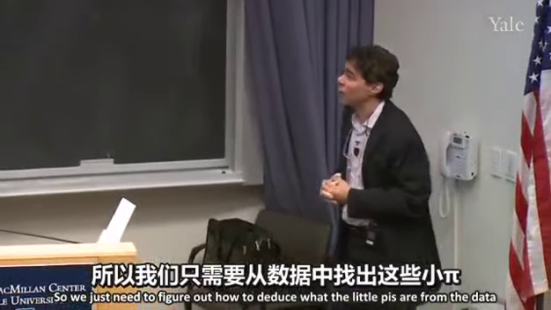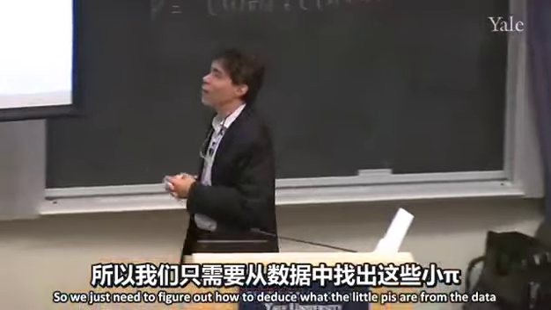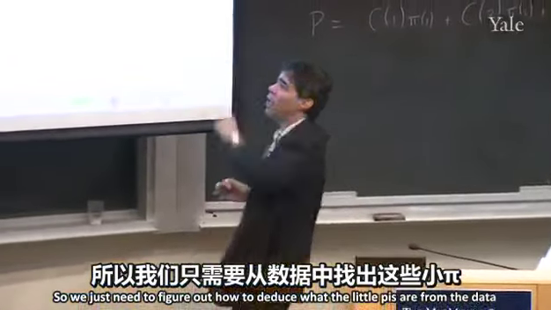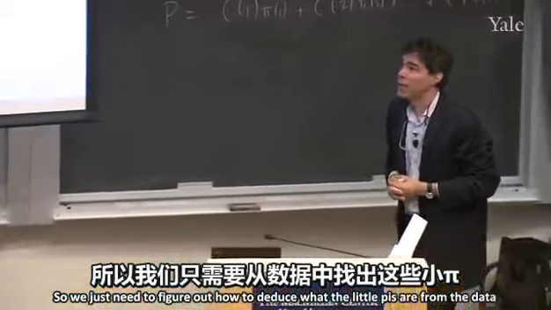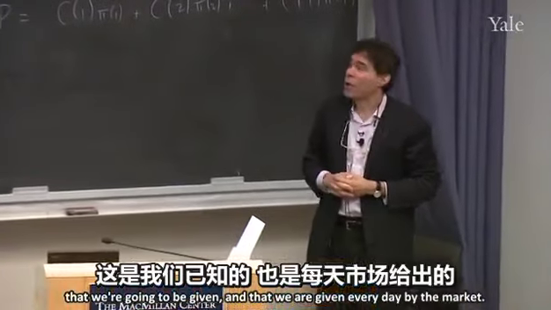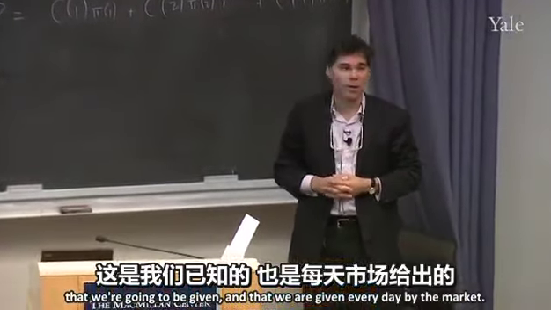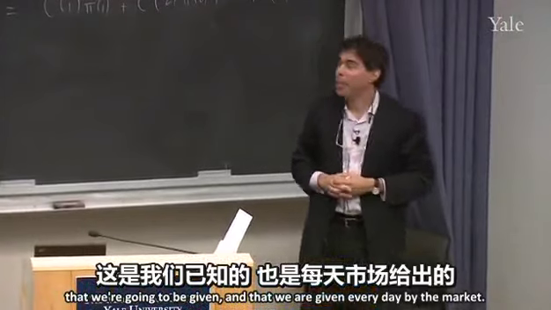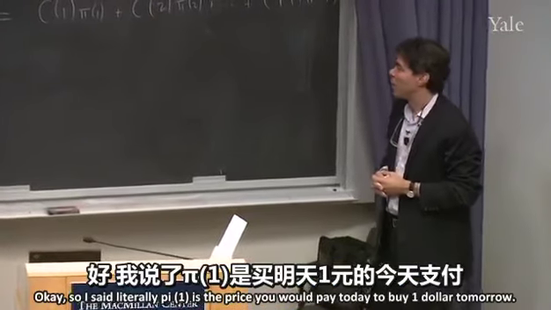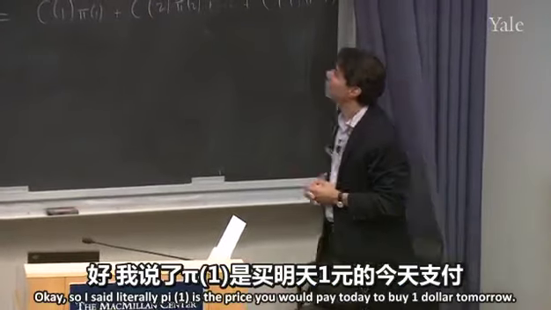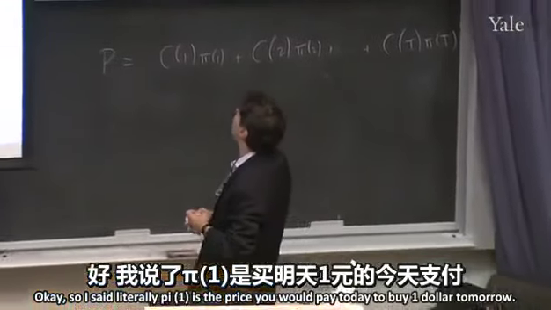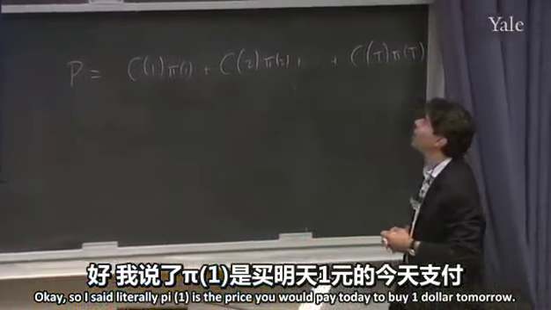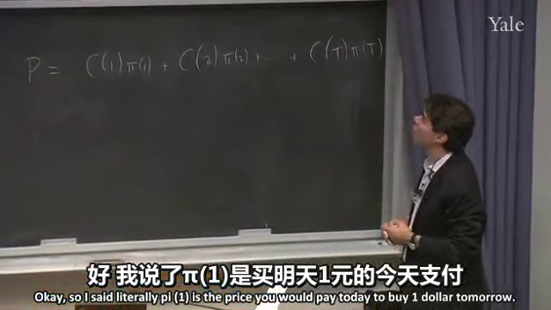So we just need to figure out how to deduce what the little pies are from the data that we're going to be given and that we are given every day by the market. Okay, so I said literally pi 1 is the price you would pay today to buy $1 tomorrow.